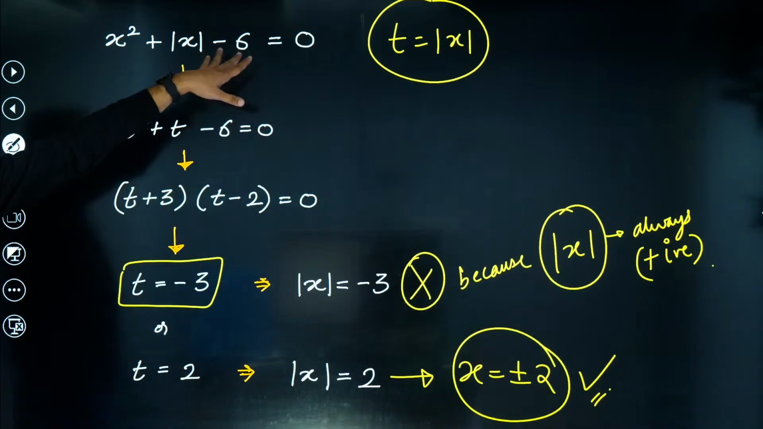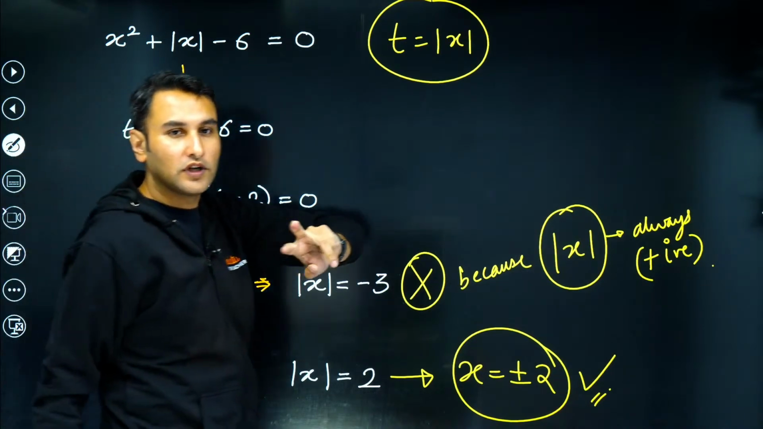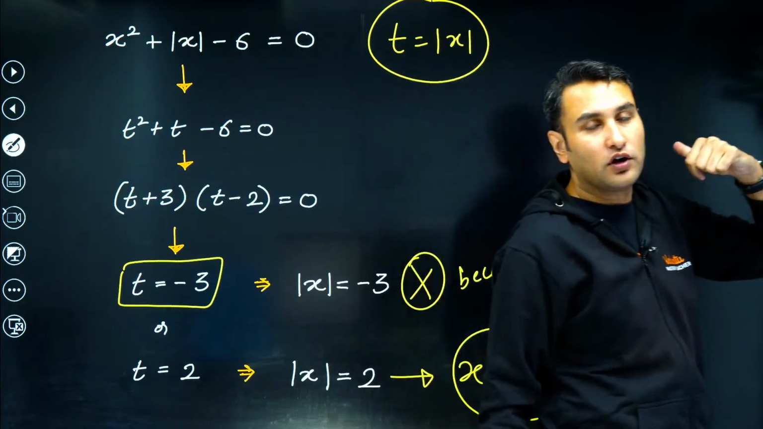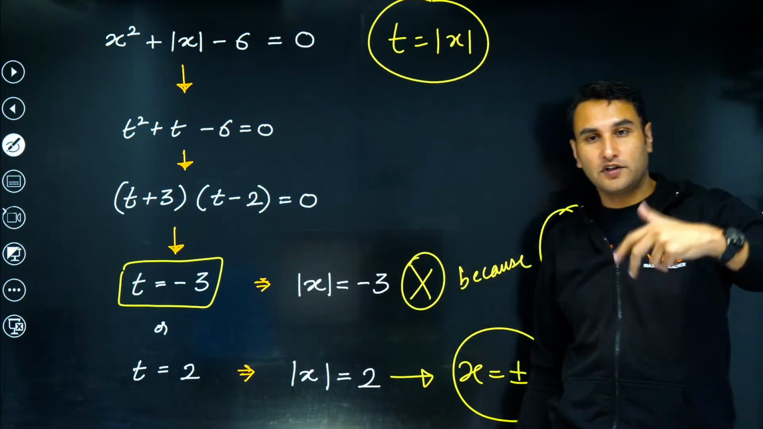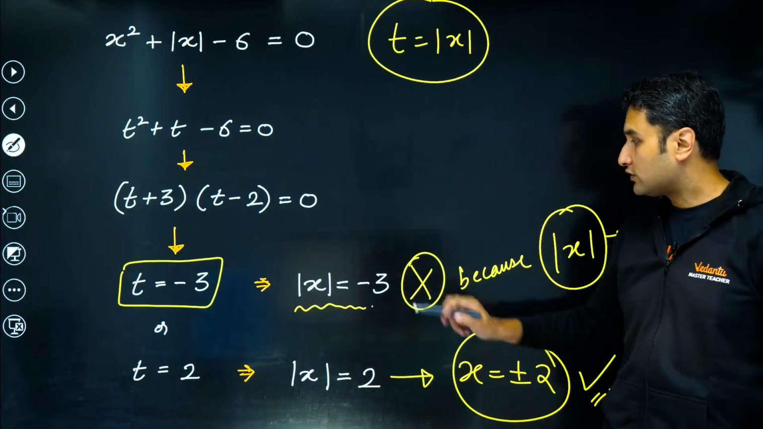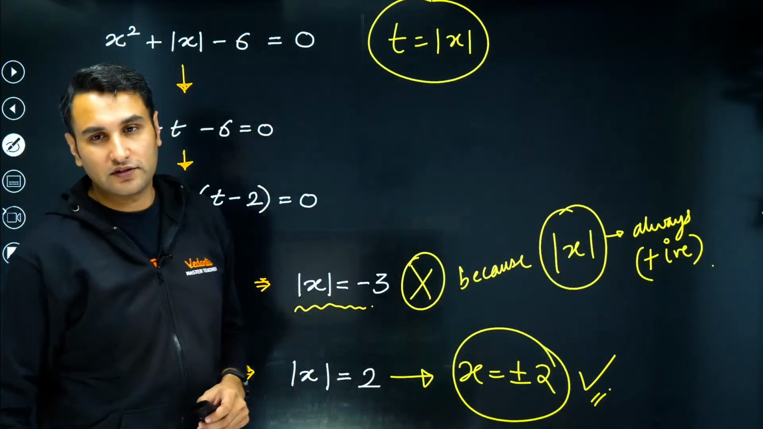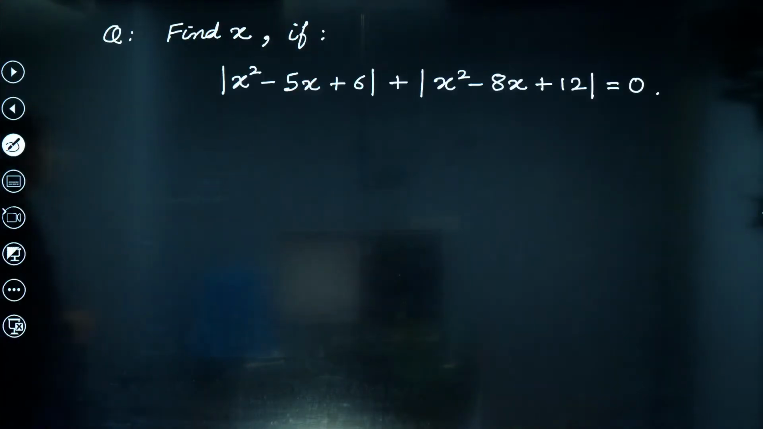Right? So this equation has how many solutions? Not 4 but 2. Previous equation had how many solutions? 4. In this case 2. Why 2? Because this got rejected. Very important, again a mistake which students do a lot. Clear? This is clear?